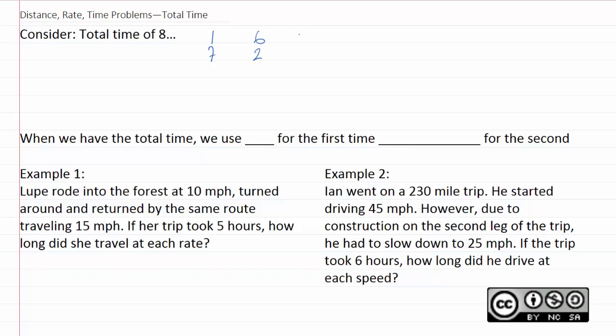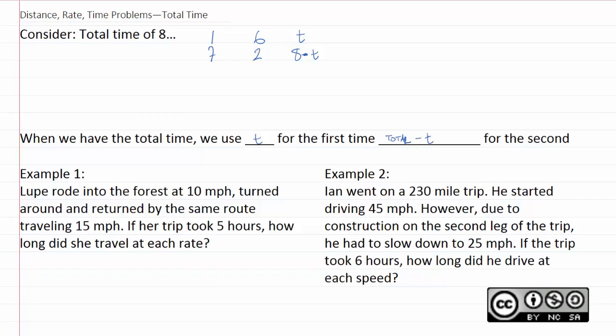Well, same idea, even if it's a general time of t. Your time to head back is just 8 minus t. That means that when we have a total time, we can just use t for the time, and the total minus t for the other time. For the time heading out, we'll use t. For the time heading back, we'll take whatever our total is and subtract t.